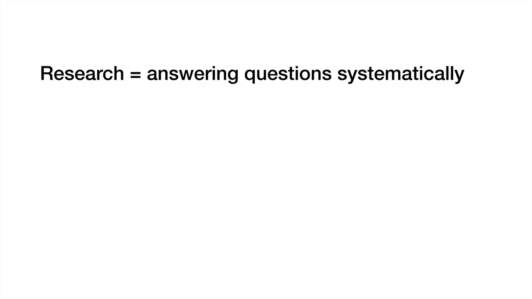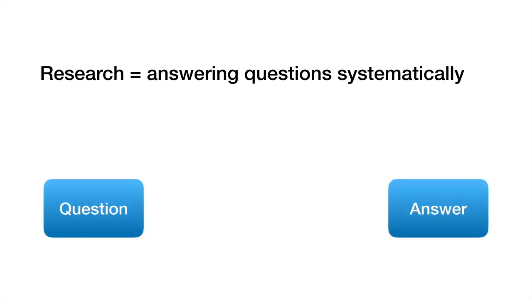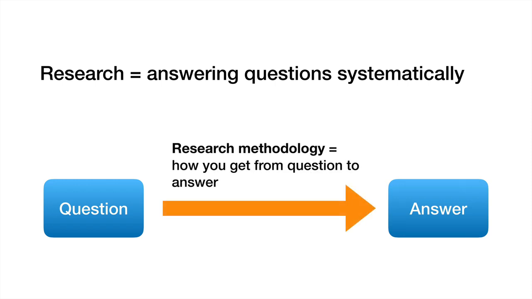Research can simply be defined as answering questions in a systematic way. And every research project starts with a question, a research question, and it ends with an answer to the question. And the things that you do to get from the question to the answer is what we call research methodology. So everything involving data collection, measuring, data analysis, everything you do to get from the question to the answer is a part of your research methodology.